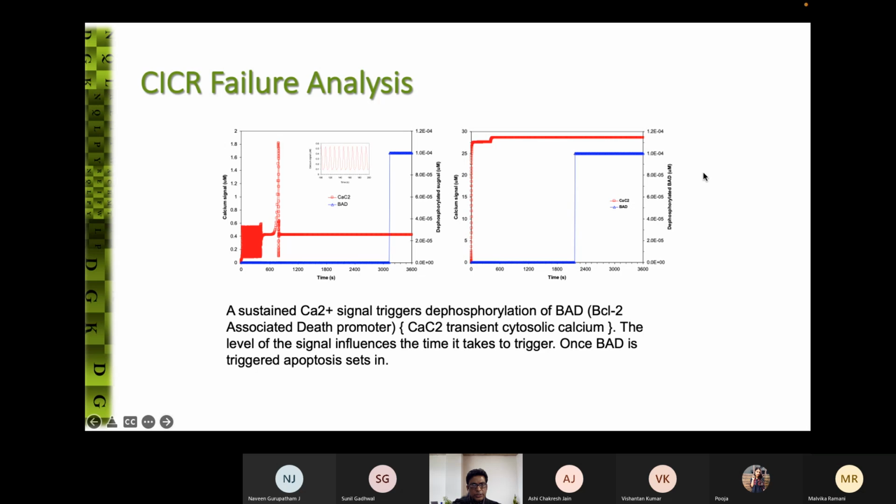So this is a model that I had constructed a while ago, using some basic models that are there in the literature, and then using that to construct a Simulink model. What I was trying to see is, if you had a sustained calcium signal, what would be the effect of that?